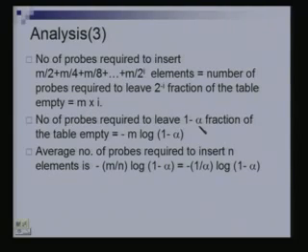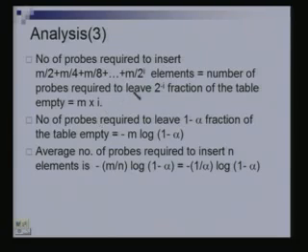So number of probes required. Now what do we want? We have a load factor of alpha. We have already inserted enough elements so that the load factor is alpha. When the load factor is alpha, 1 minus alpha fraction of the table is empty. So if I have to have 1 minus alpha fraction of the table empty, how many probes are required? If I have 2 to the minus I fraction of the table empty, I require m into I probes. What is I? I is basically minus log of this quantity. So if I need 1 minus alpha fraction empty, I just need minus log of 1 minus alpha times m. These are the number of probes required.